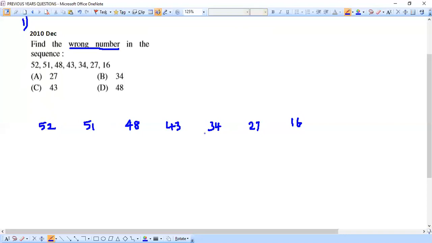So where it is getting broken, there we have to pick, and that term is what is wrongly placed. This is how we need to understand. I think we can work it out so that you'll be getting a better understanding, right?